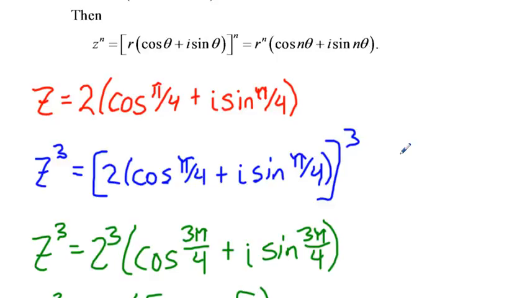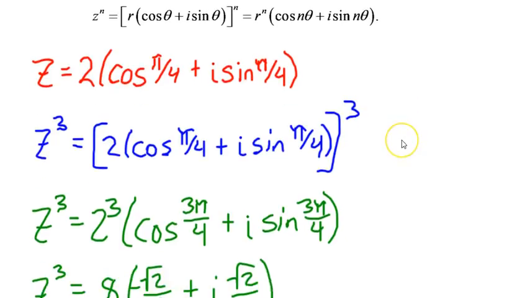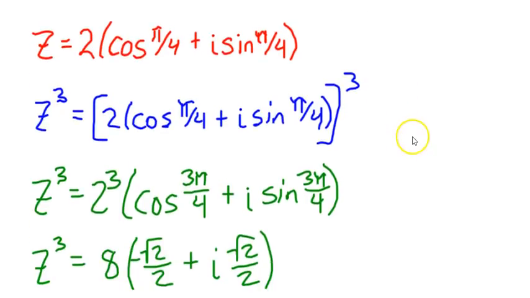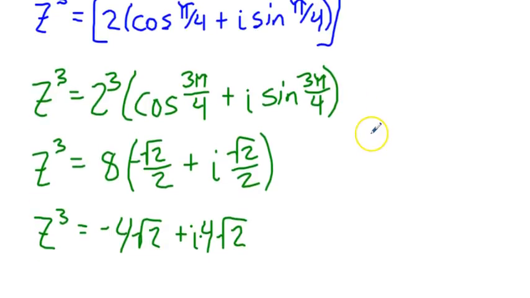If we do some simplifying, we get z cubed is equal to 8 times the cosine of 3 pi over 4, which is negative radical 2 over 2, plus i times the sine of 3 pi over 4, which is radical 2 over 2. And if we simplify this, we get z cubed is equal to negative 4 radical 2 plus i times 4 radical 2. So we can use de Moivre's theorem in order to simplify complex numbers that are raised to a power.